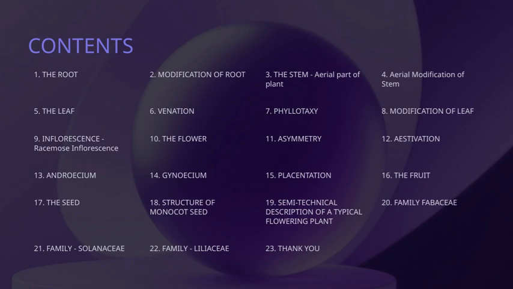The next point, the stem aerial part of the plant, highlights the importance of the stem in supporting leaves, flowers, and fruits, as well as conducting nutrients. Structure of monocot seed explains how monocots like grasses and lilies have seeds with a single cotyledon, which influences their growth and development. Then, family Solanaceae includes plants like tomatoes, potatoes, and eggplants, notable for their economic and nutritional importance.